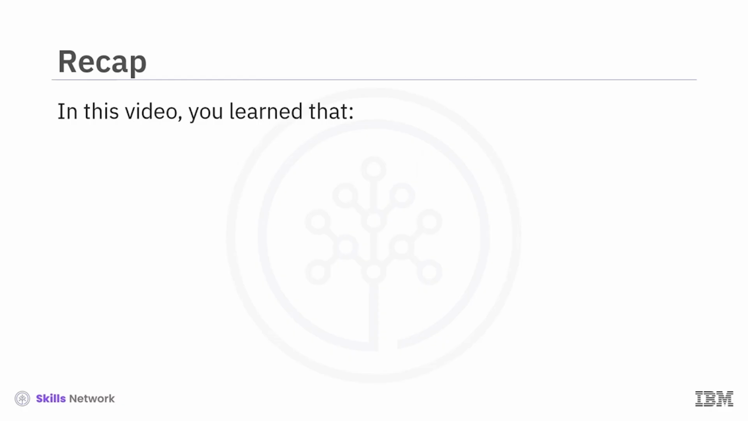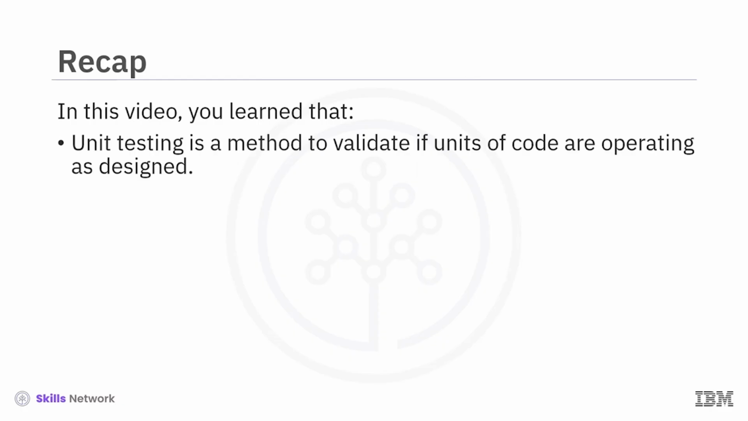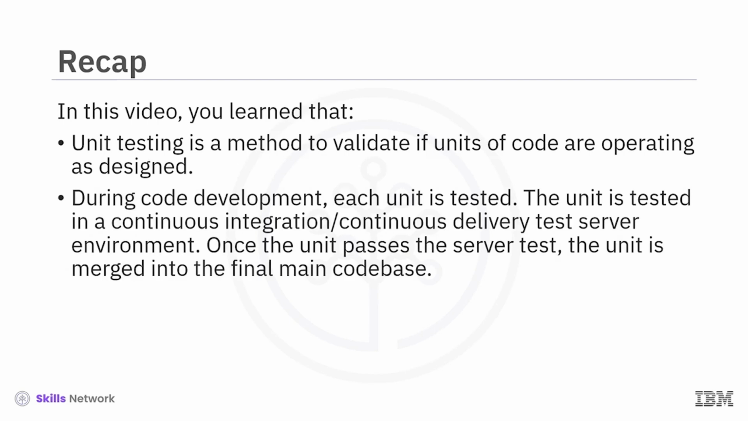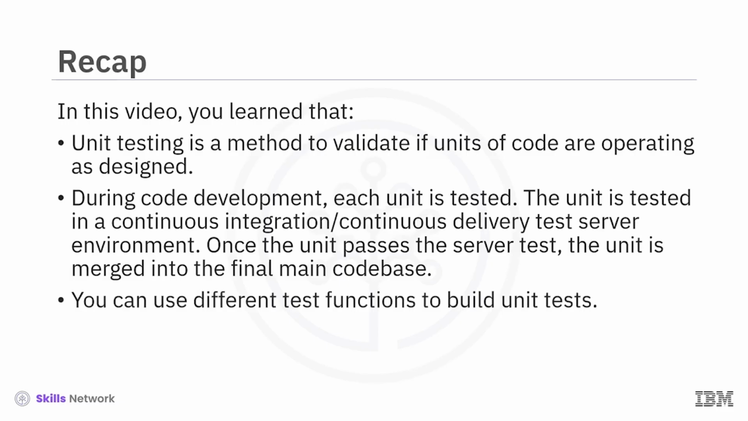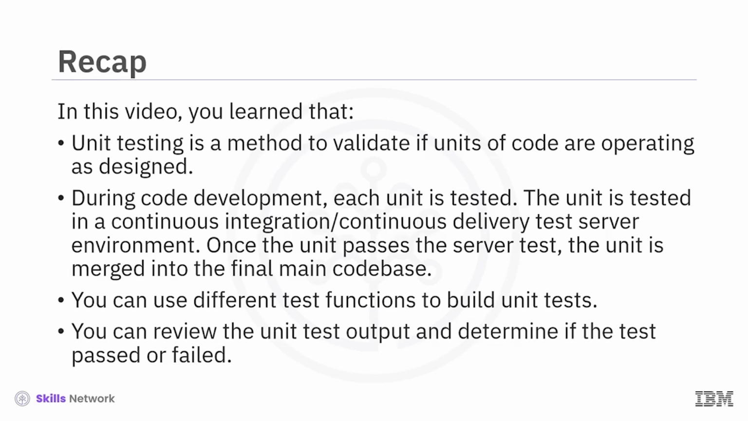In this video, you learn that unit testing is a method to validate if units of code are operating as designed. During code development, each unit is tested. The unit is tested in 2 phases. Once the unit passes the test, the unit is merged into the final code base. Make sure that the test files are prepended or appended with the word test to clearly differentiate them from the module file. You can use different test functions to build unit tests. Assert equal function is a commonly used assertion method to compare two values. You can review the unit test output and determine if the test passed or failed.